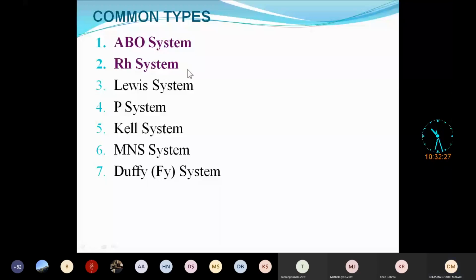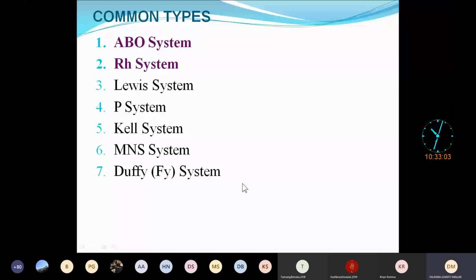We'll be asking you these questions in your practical exam, whenever you will be doing this blood grouping. At that time we'll ask you questions related to blood transfusion. We can ask in the main theory viva also, but we love to ask in this one. So you have to remember the ABO blood group system and then the Rh system. The common types are ABO, Rh, Lewis, P system, Kell system, MNS system, and then the Duffy or the Phi system.